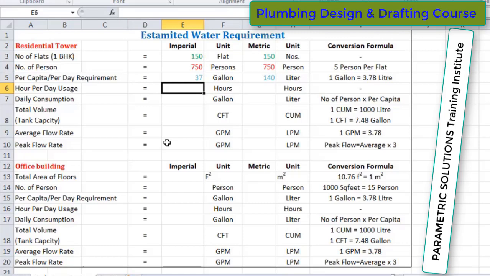Hours per day use means in a total of 24 hours, I will take 15 hours. The total consumption hours is 15. I have considered here 15 hours. So I'll mention here 15.